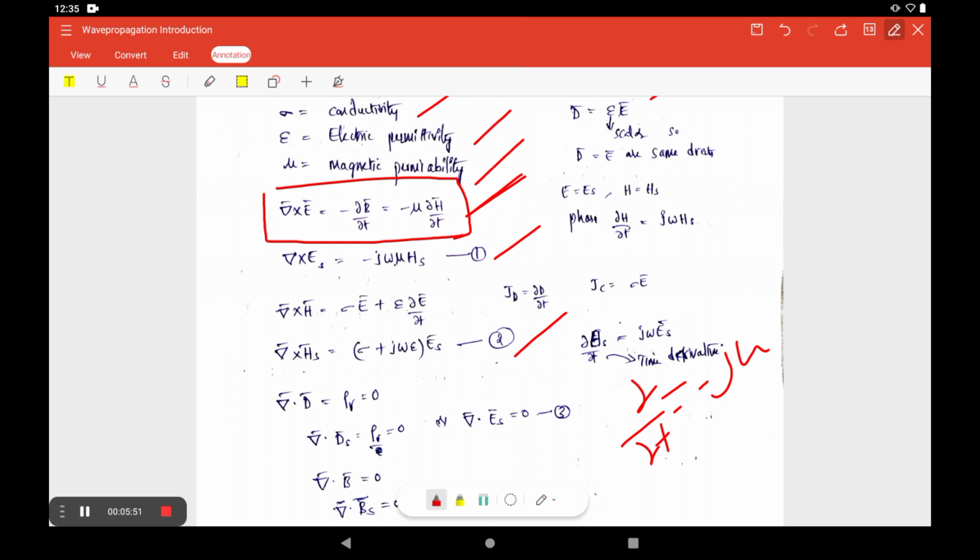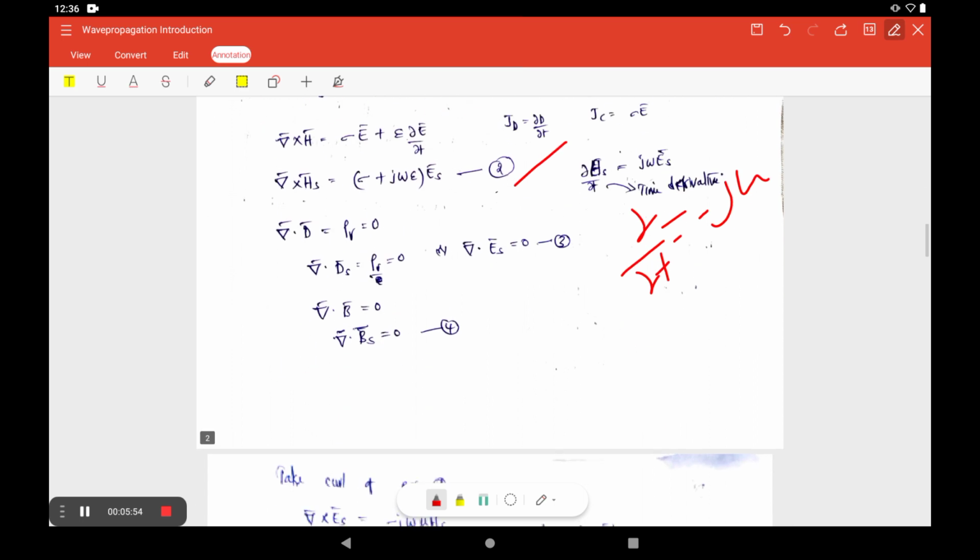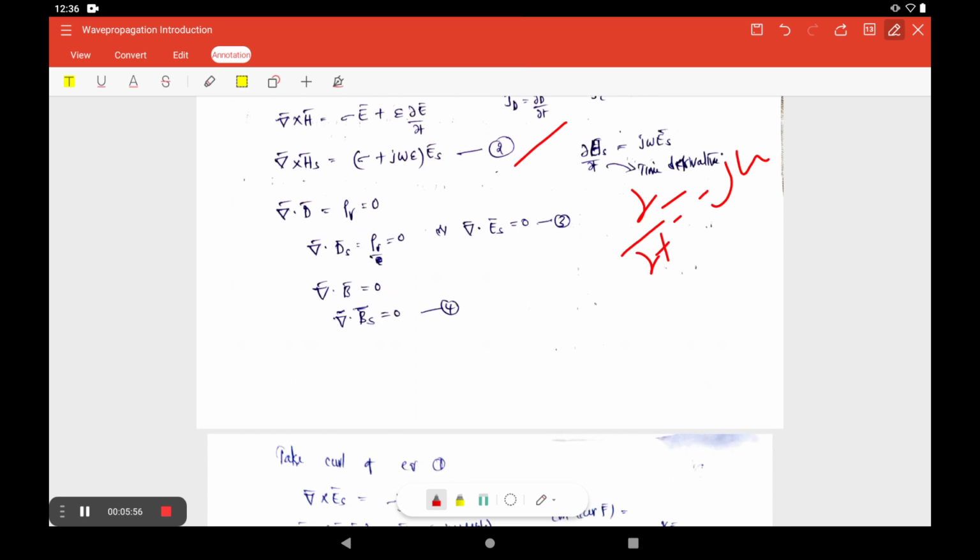At the same time, del dot D is equal to rho v, that is from Gauss law. Here rho v is zero, so obviously del dot D is equal to 0, because D is equal to epsilon times E. Next, del dot D is equal to 0; that is the Maxwell's equation.